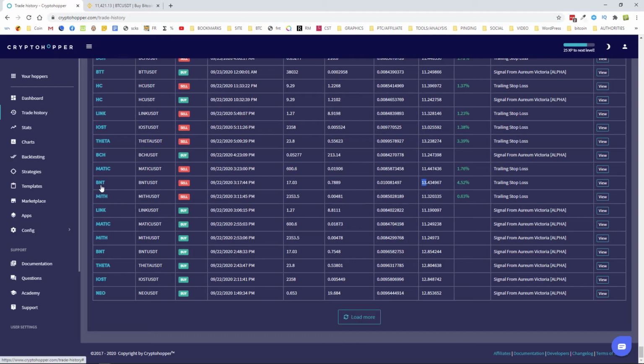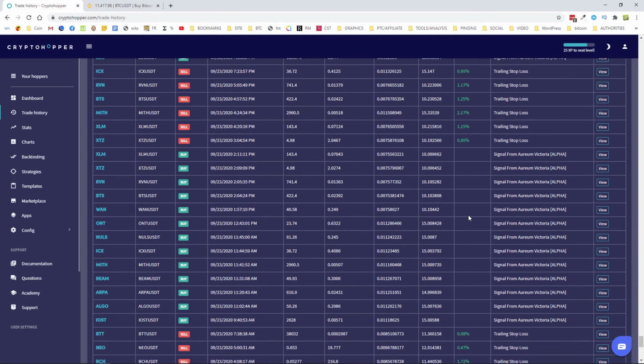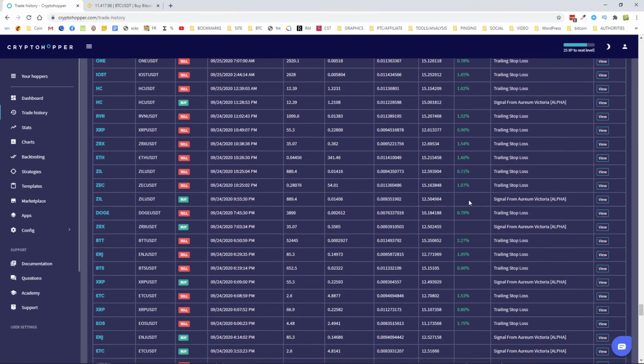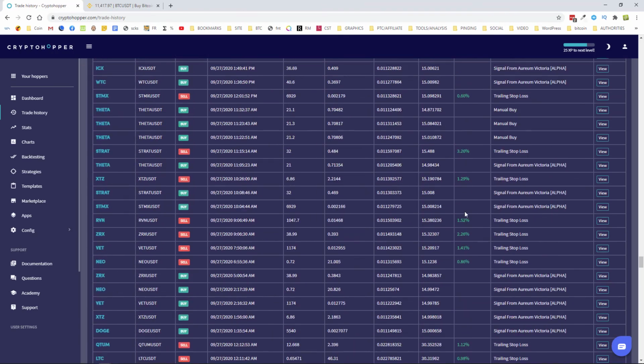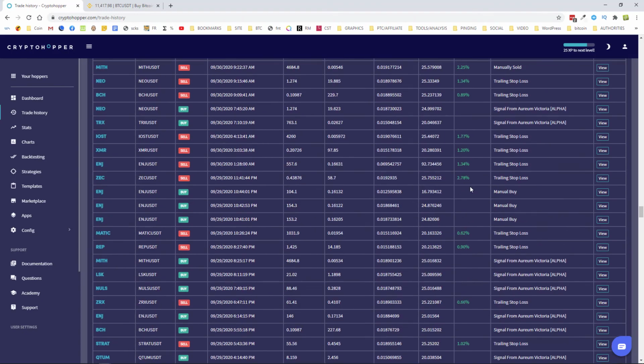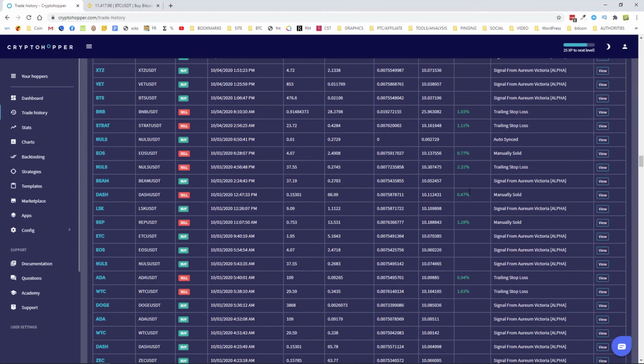Which coin was that? BNT. And it went up 4.52%, and then it sold using the trailing stop loss, which I'll tell you about later. So that will have been about 70 or 80 cents, US cents, in profit, added to my $12.50. Okay, so as you can see, lots of those little trades added up every day, over time, multiple trades per day, sometimes trading the same coin 3 or 4 times in one day.